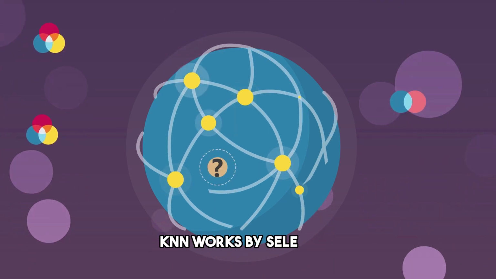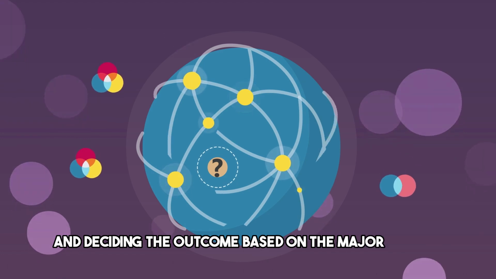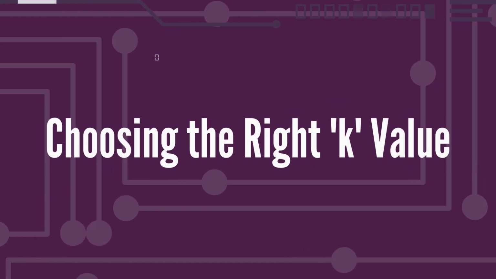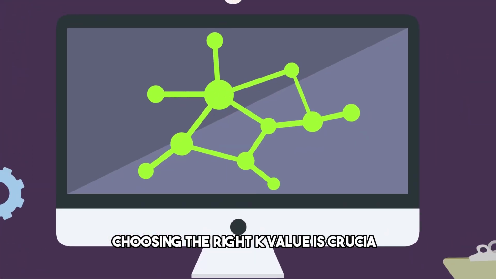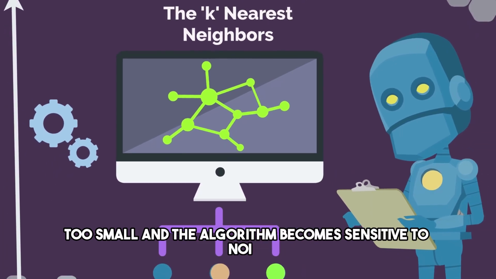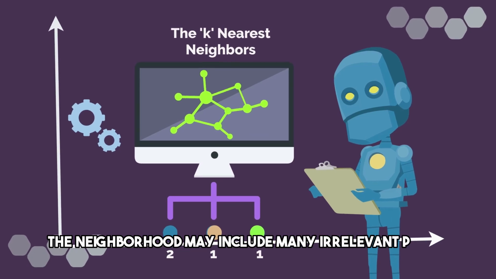KNN works by selecting the k-nearest data points to a query and deciding the outcome based on the majority vote or average of these neighbors. Choosing the right k-value is crucial. Too small, and the algorithm becomes sensitive to noise. Too large, and the neighborhood may include many irrelevant points.